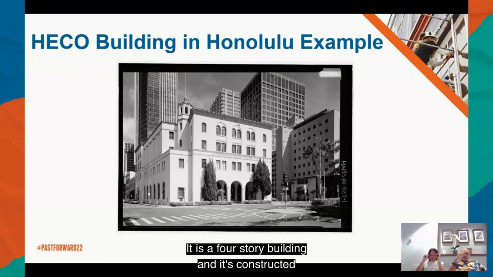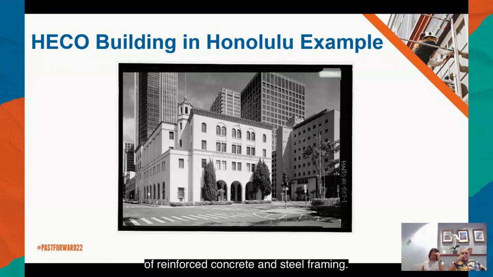It is a four-story building, constructed of reinforced concrete and steel framing. The roof form is a composite of hip, gable, and flat with parapet. The hipped gable roof sections are surfaced with straight line barrel mission tile.